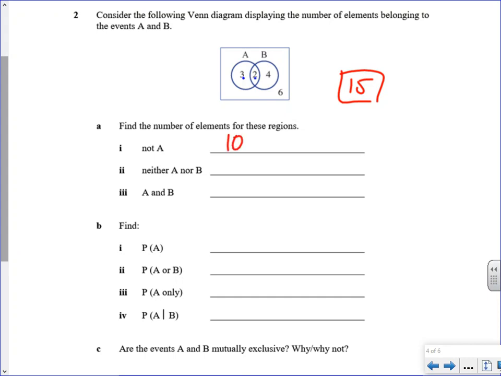Next, if we're asking neither A nor B, that's basically the neither question, so that would be straight up 6, because it can't be in either the A or the B circle, nor can it be in between. And if we're asking for A and B, that is the both part, so that's just 2. We're just looking at the intersection.